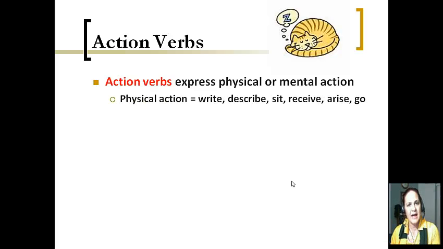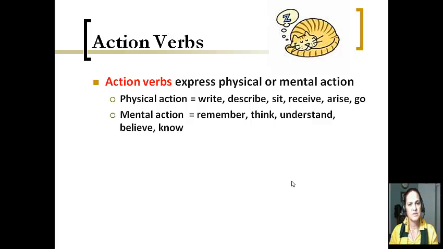Examples of physical action would be like to write, to describe, to sit, to receive, to arise, to go. Those are all action verbs. Compare that with mental action, which would be to remember. It's happening in your head. To think, to understand, to believe, to know. Those are all mental actions.